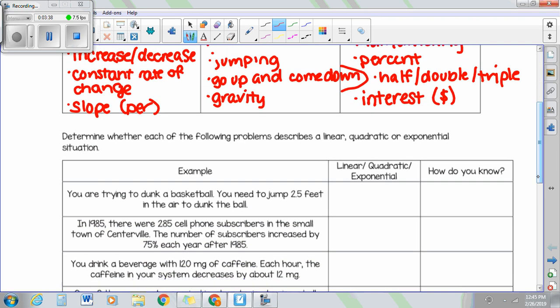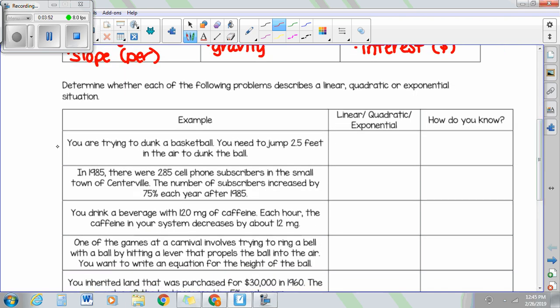So down here, this just says determine whether each of these problems describes a linear, quadratic, or exponential situation. So we're not writing the equation, we're not doing anything like that, we're just trying to figure out which one it would be. The first one says you are trying to dunk a basketball, you need to jump 2.5 feet in the air to dunk the ball. Now, I don't see anything that has any of our linear words. I do see the word jump. And if you'll remember, jumping implies this kind of motion. That is a quadratic. And I'm going to put the word jump in here.